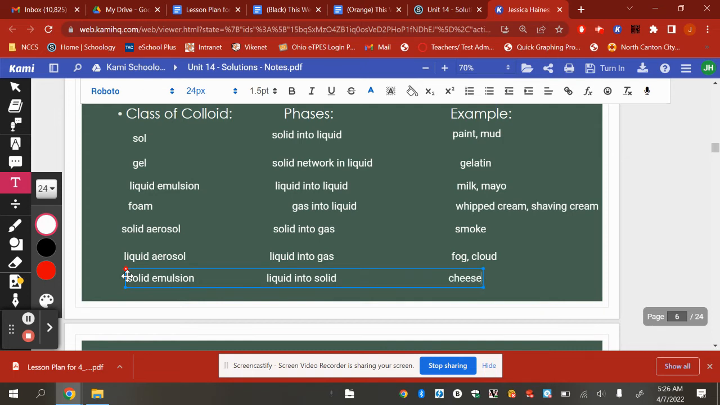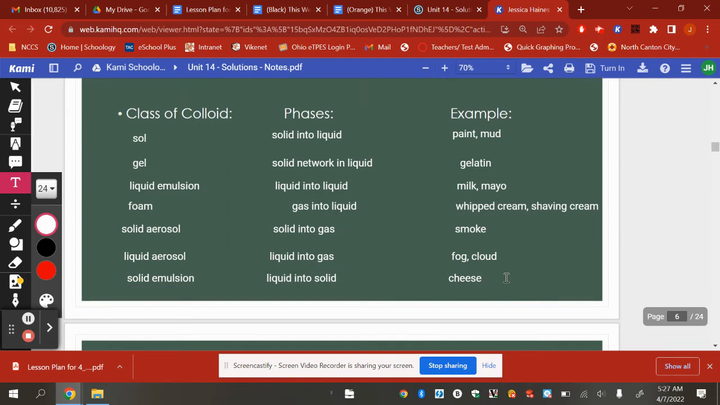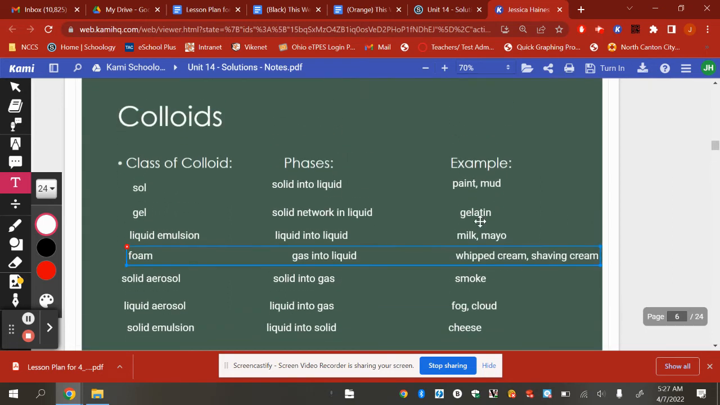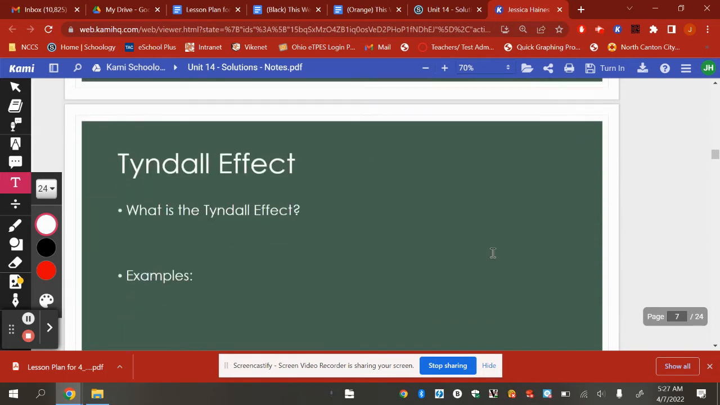Do you ever hear the nursery rhyme about curds and whey? I don't even know what nursery rhyme it is now. The curds and the whey, one of them is the liquid, one of them is the solid. And that is a solid emulsion colloid. Cheese is, because when you squeeze cheese enough, it gets all the whey, the liquid, out of it, and you're left with the solid cheese. Okay, so those are all the different examples of colloids. Lots of things that we use in our everyday life are examples of colloids.